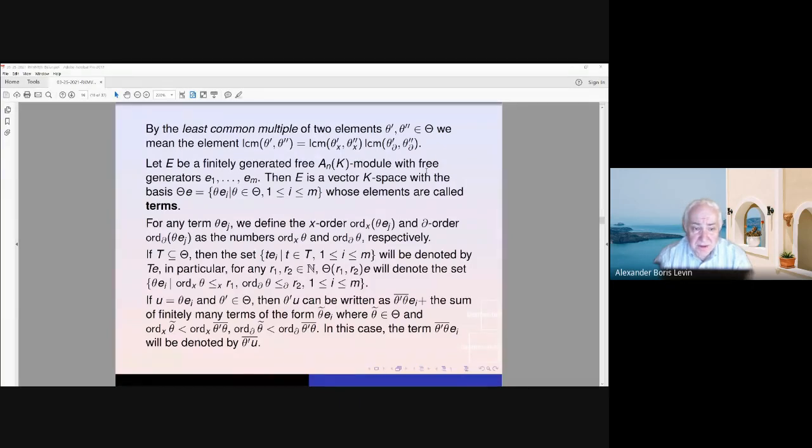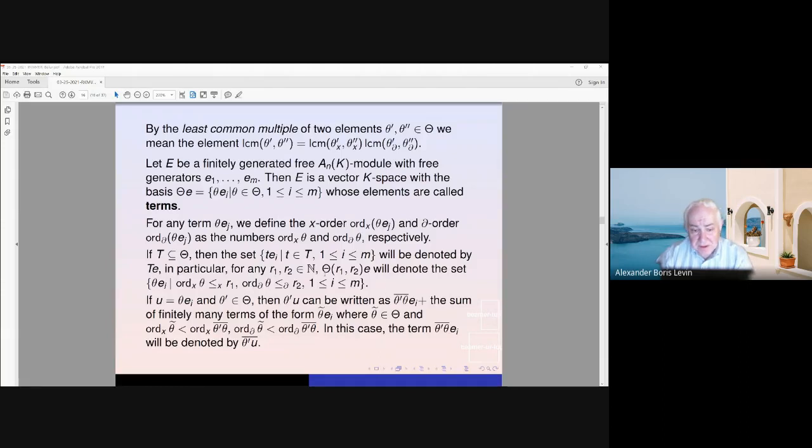And now let's consider a finitely generated free module over such an algebra. So those are the free generators. And this is just the module generated by these elements. In other words, it's a vector space over the field K generated by all such elements. So you take generators and multiply by various monomials from the Weyl algebra. Such elements are called terms. And for any term, we define the order of a term as the order of theta. So it's the same as the order of theta with respect to X or the order of theta with respect to D. Here they are. And if T is any subset of theta, then T times E denotes the set of all such terms.